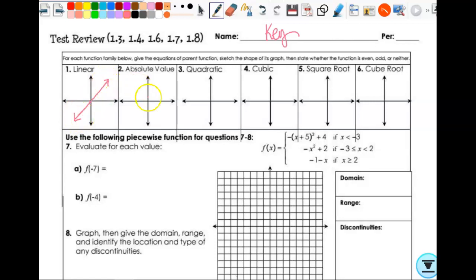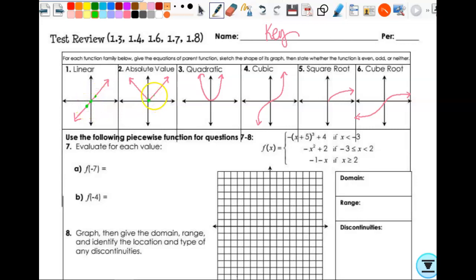There's my linear. There's my absolute value. There's my quadratic. There's my cubic. Here's my square root, and here's my cube root. Okay, so I'm also going to put my anchor points on there. These are those anchor points.